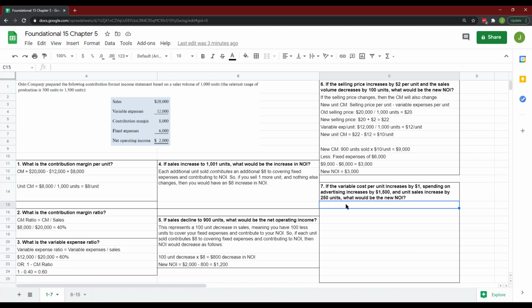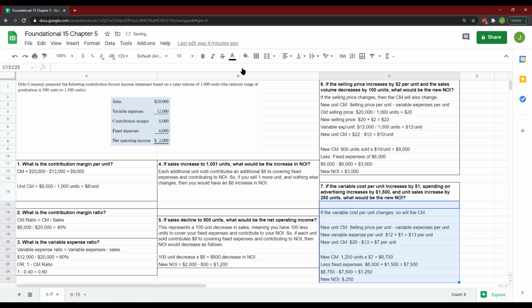So we have a new variable cost per unit of 13, new fixed costs of $7,500, and a unit sales increase of 250 units. So that would mean our sales would go from 1,000 to 1,250. Now, that's the hope, right? If you're spending more on advertising and a little bit more on higher quality materials, that the impact would be an increase in sales. So now let's see if this 250 unit bump in sales is enough to compensate for not only the increased fixed expenses, but also the increase in variable expenses per unit. So we want to look at the overall bottom line impact.